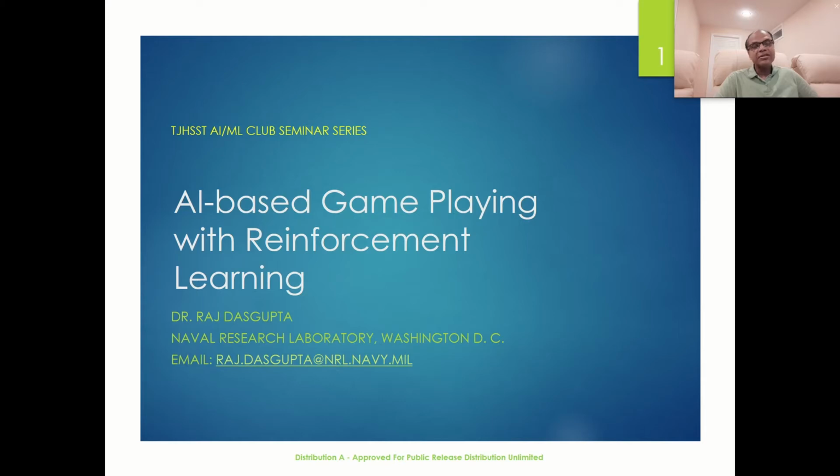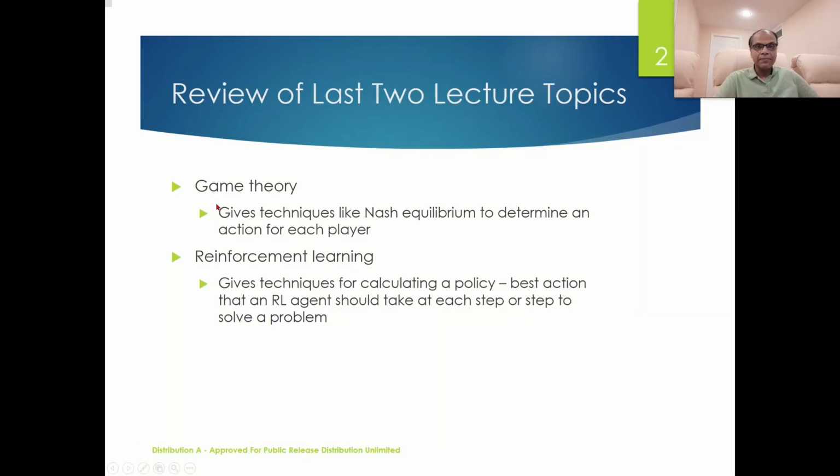Now, in the first lecture, we had talked about game theory. If you remember, the main technique that we had learned to play games was called Nash equilibrium, which gave a stable solution that two players could use to find an outcome of the game. Then, in the last lecture, we talked about reinforcement learning. The output of the reinforcement learning algorithm was something called a policy, which basically gave the best or optimal action that an agent could take at every step or stage while trying to solve the problem at hand.